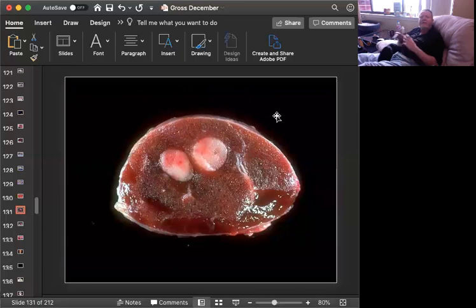Slide number 7 is tissue from a horse. Can you give me a morphologic diagnosis? Okay, time's up. Now, if you haven't seen a slide like this before, it can be a little tricky the first time, but this is a pretty common lesion in old horses.